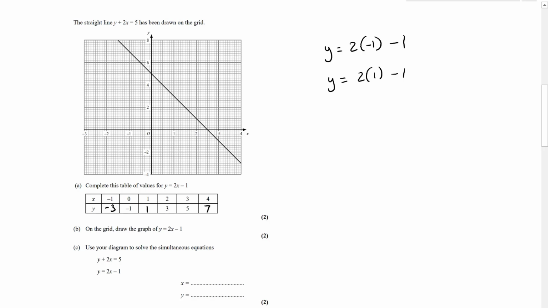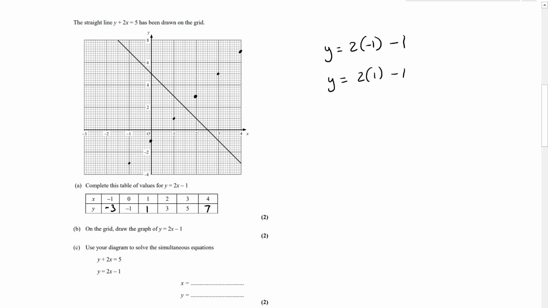And then what they ask is, on the grid, draw the graph of y equals 2x minus 1. So I need to plot out all of these points. So I go x is minus 1 and y is minus 3, which is here. Then I say x is 0, that's going to be minus 1, which is there. Then when x is 1, y is 1, which is there. When x is 2, y is 3, which is up here. And when x is 3, y is 5. And then finally, when x is 4, y is 7.